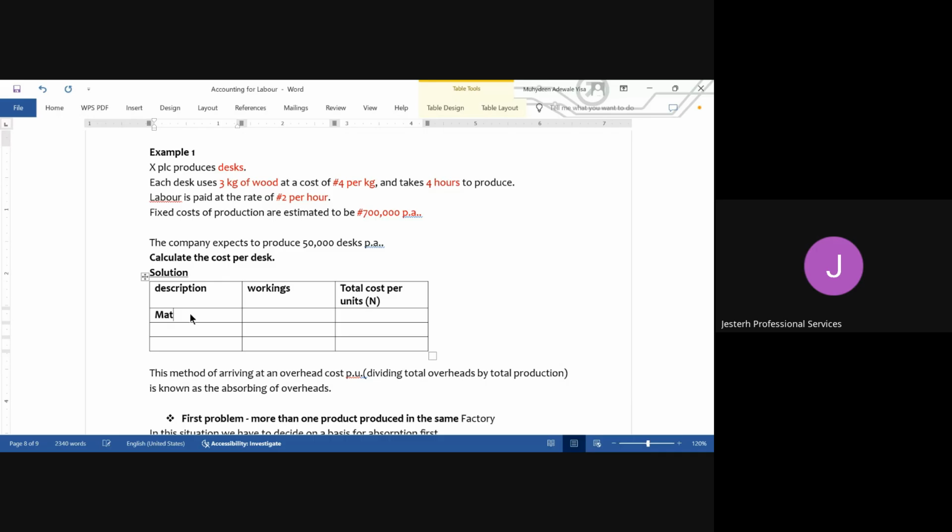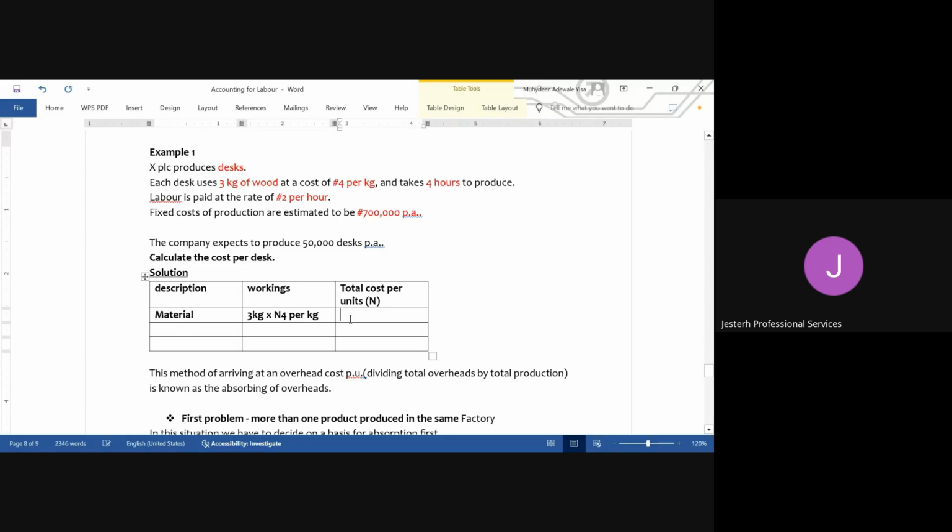Now, materials, that is the number one thing that we need to consider. And this question said, for us to produce a unit of this desk, we need 3 kg of wood, and each kg of this wood costs 4 naira per kg.